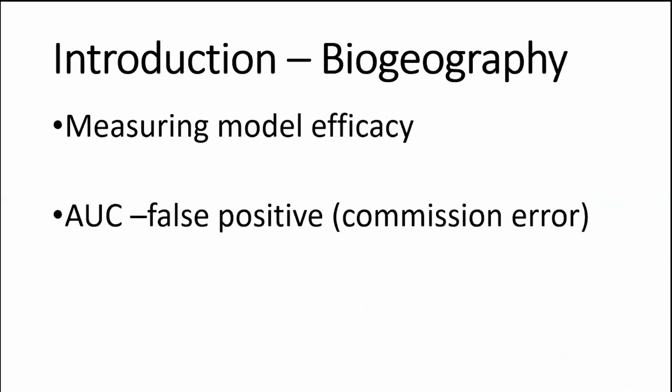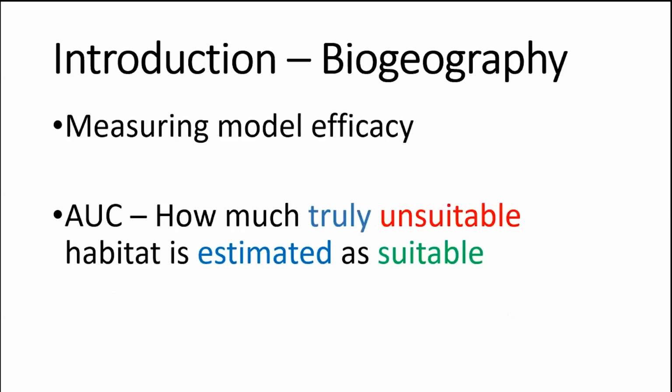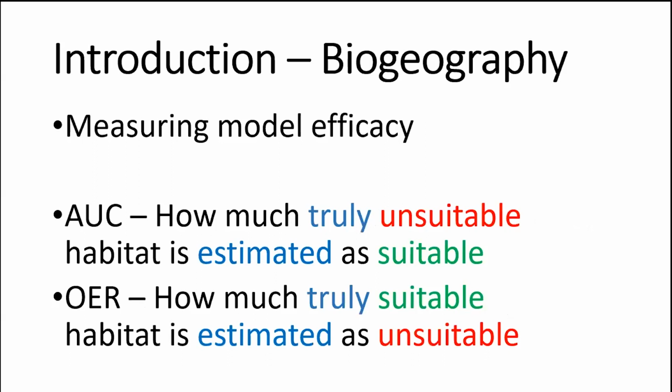Now, for the models, I'm going to be mentioning two things, the AUC and OER, and these are essentially our statistics to determine how well these models are doing. The AUC, essentially the commission error rate, is how many false positives you had, whereas the omission error rate is the false negatives. What this means is that the AUC is a measure of how much truly unsuitable habitat is estimated as suitable, whereas the OER says how much truly suitable habitat is estimated as unsuitable. It determines this by using a bunch of background points or pseudo-absence points that it automatically generates near the distribution of the species to determine how well the models are performing.